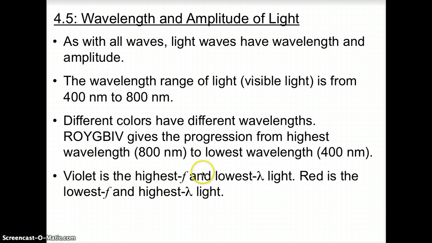Violet light has higher frequency, which means the wave is much more scrunched together, right? Smaller wavelengths, so it's scrunched together. And that means it has more energy than the red light.